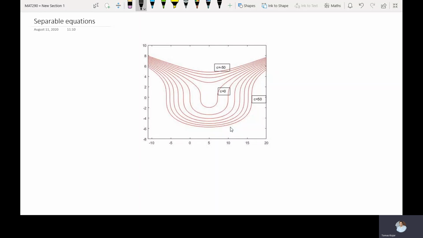Hi everybody. Today we'll talk about separable equations. So what are they?